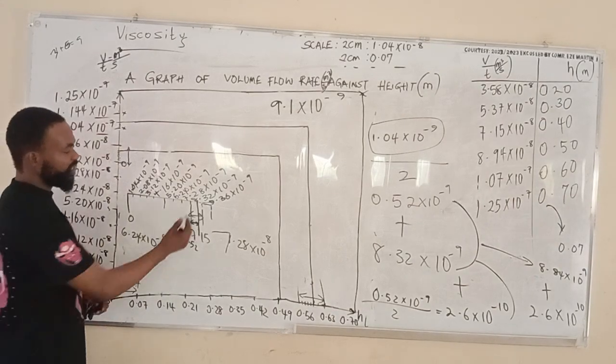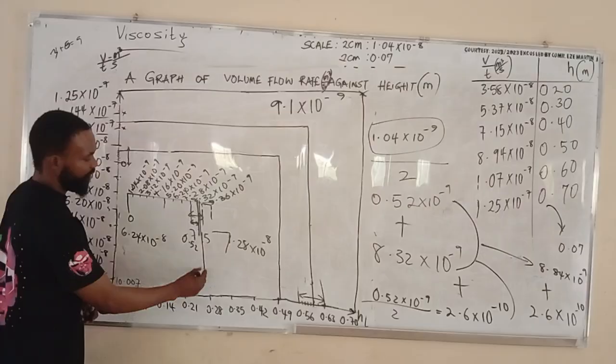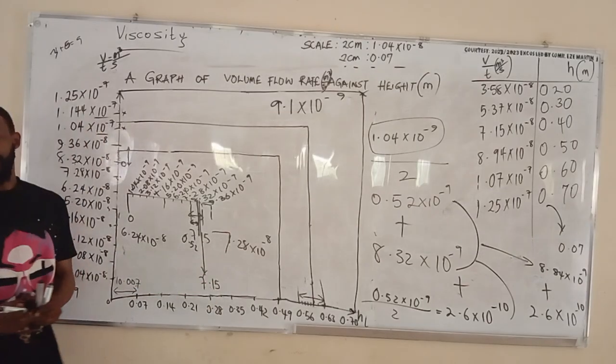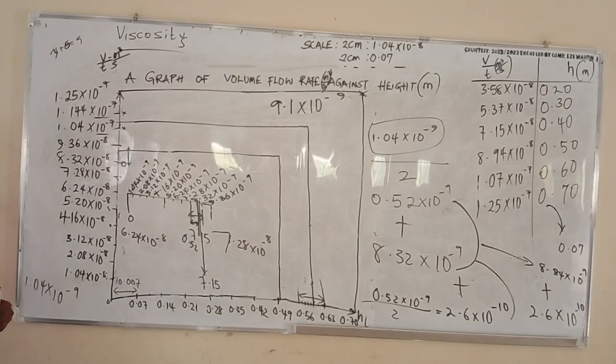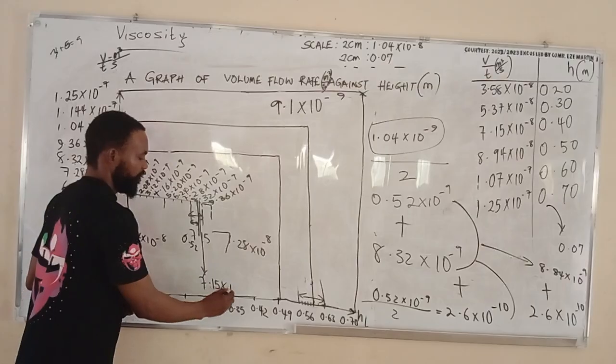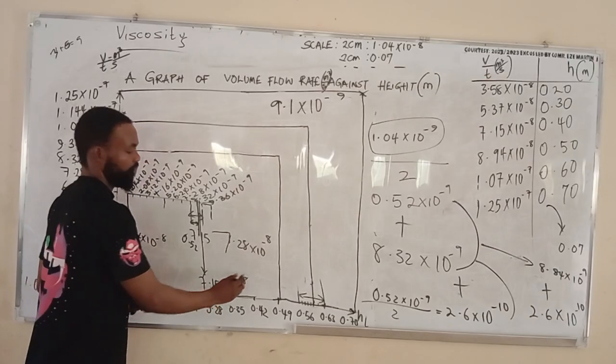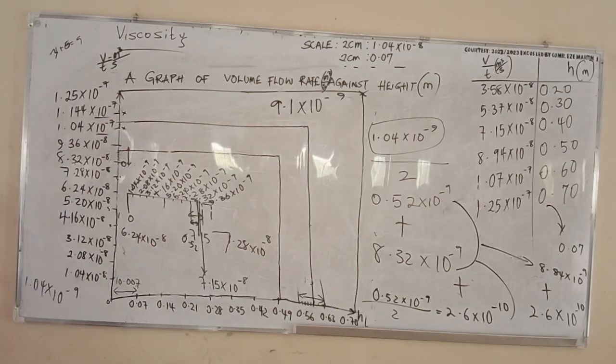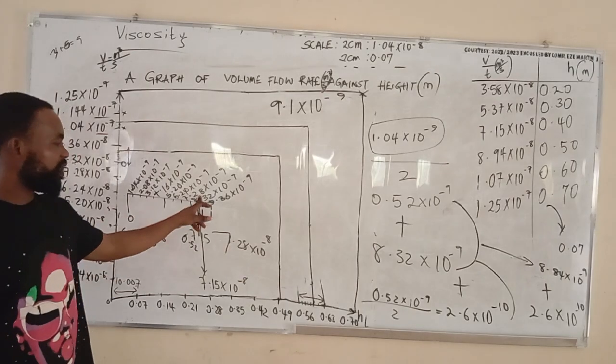Okay, that means that the answer we are looking for is actually here. There is one after it: 7.15 times 10 raised to the power minus 8. So this is 9.1 plus 6.2, and half of it. You are doing half of it now.